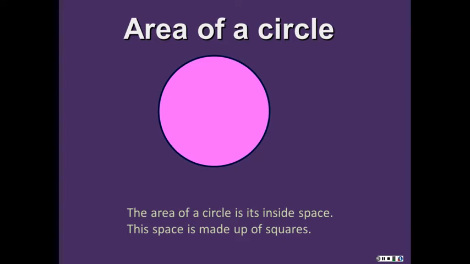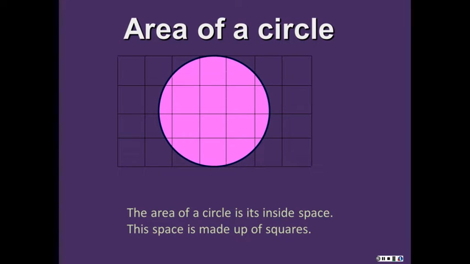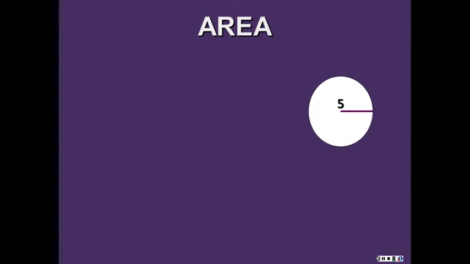The area of a circle is its inside space. This space is made up of squares, just like when we were doing our rectangles and squares and triangles. So if I want to find the area of a circle, knowing that it's squares, my units are going to be squared as well. So notice, what do I have here? What kind of part of the circle is this measure here? The radius. So I have to have the radius in order to find the area.